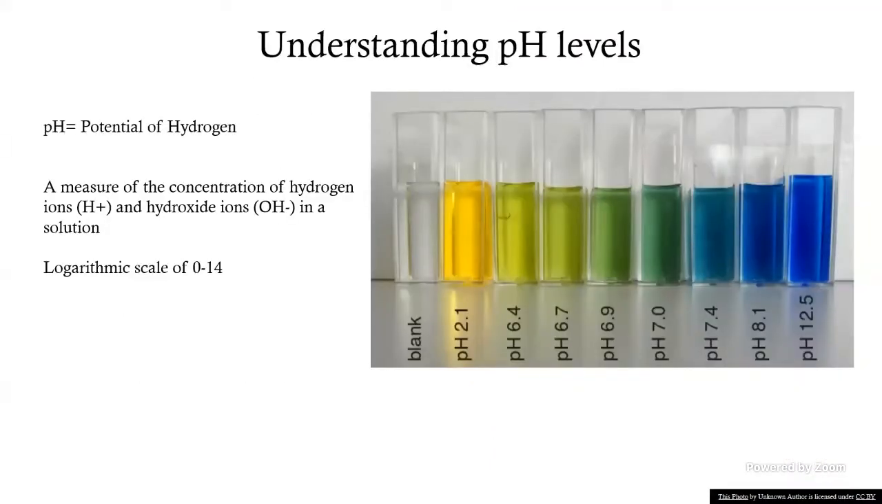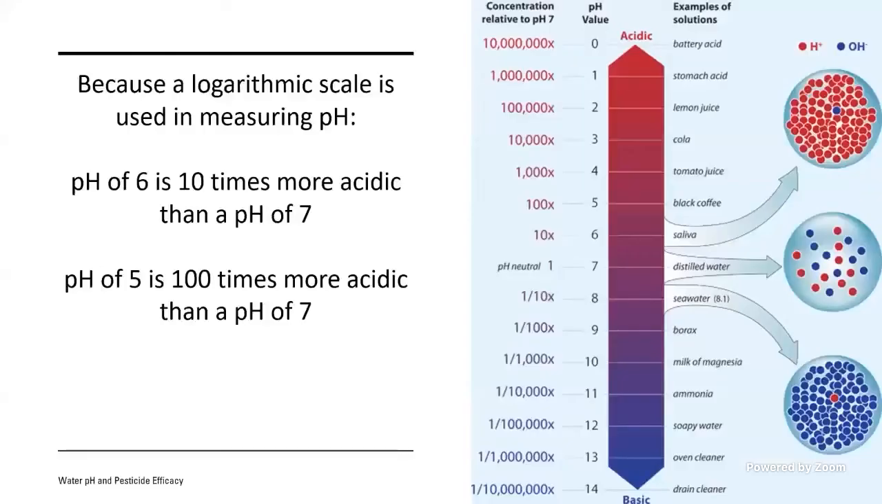Now, pH stands for potential hydrogen. It's a measure of the concentration of hydrogen ions and hydroxide ions in a solution, and it's based off a logarithmic scale of 0 to 14. That scale is what they use to measure pH. If you see the scale here to the right, for some examples of what that looks like, a pH of 6 is 10 times more acidic than a pH of 7, and a pH of 5 is 100 times more acidic than a pH of 7. So that's what that means when we're talking about a logarithmic scale.